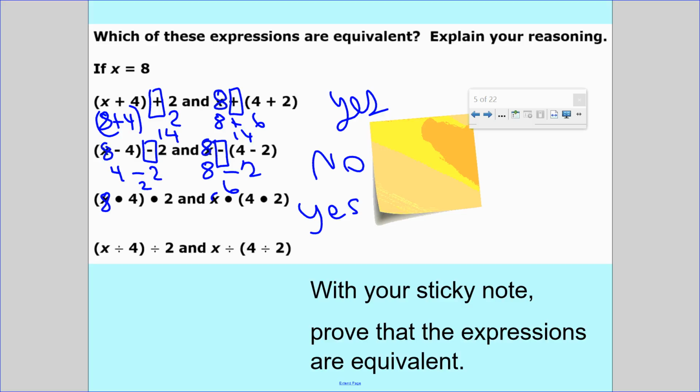Substitute 8. 8 times 4 is 32. 32 times 2 is 64. 8 times the product of 4 and 2 is 64. So yes, they are equivalent.